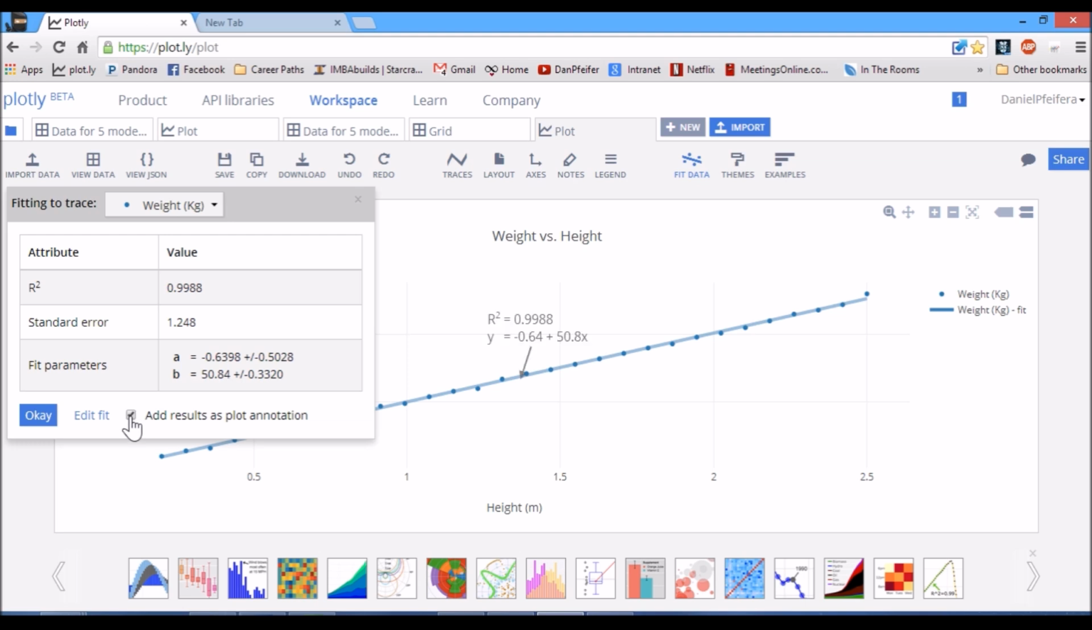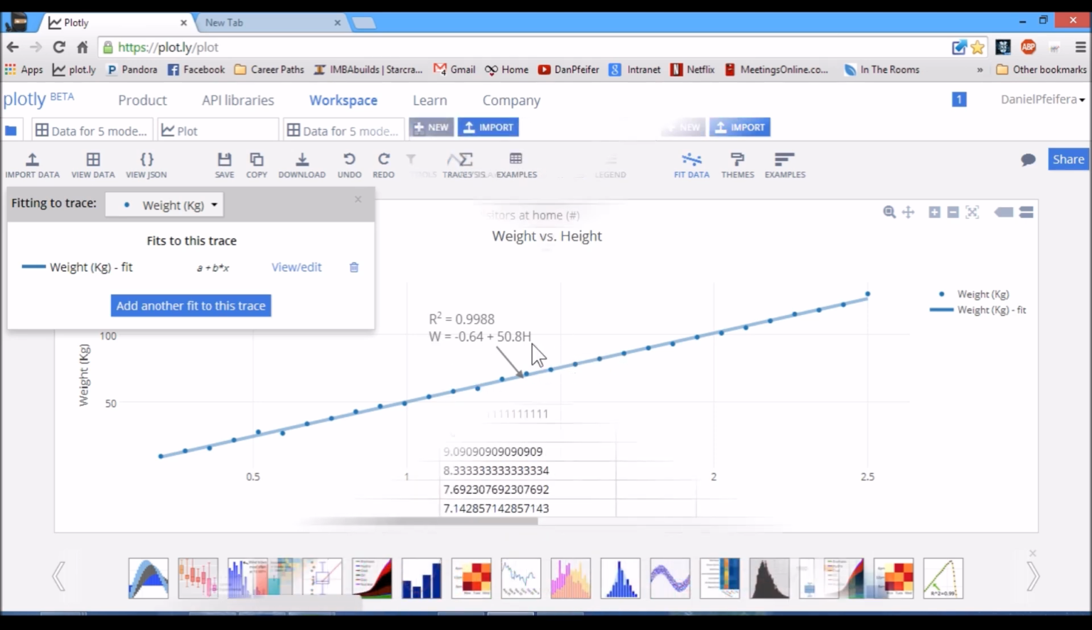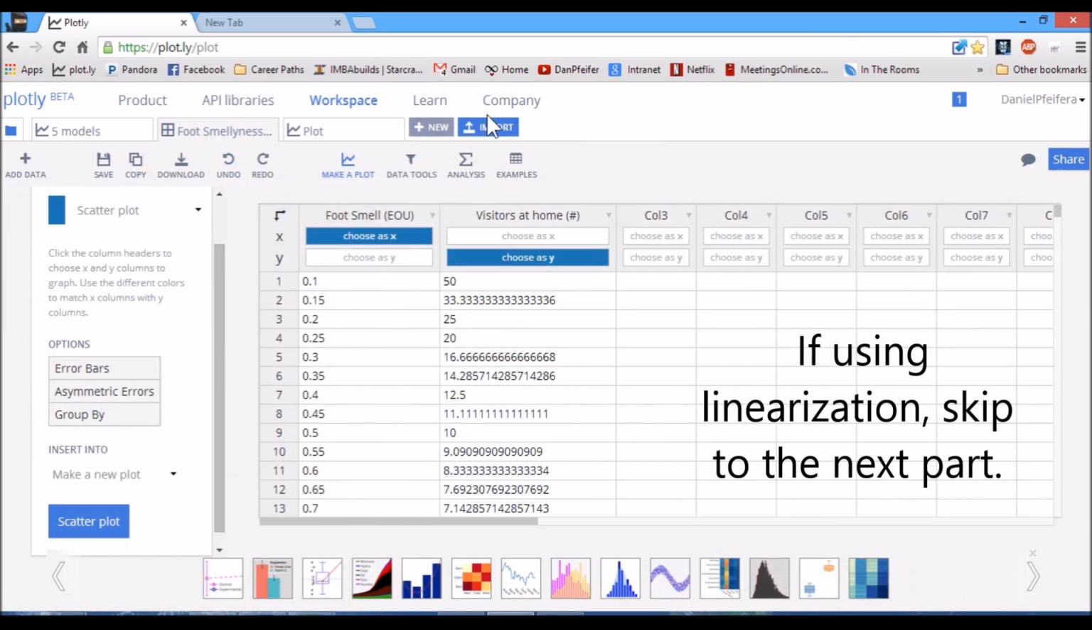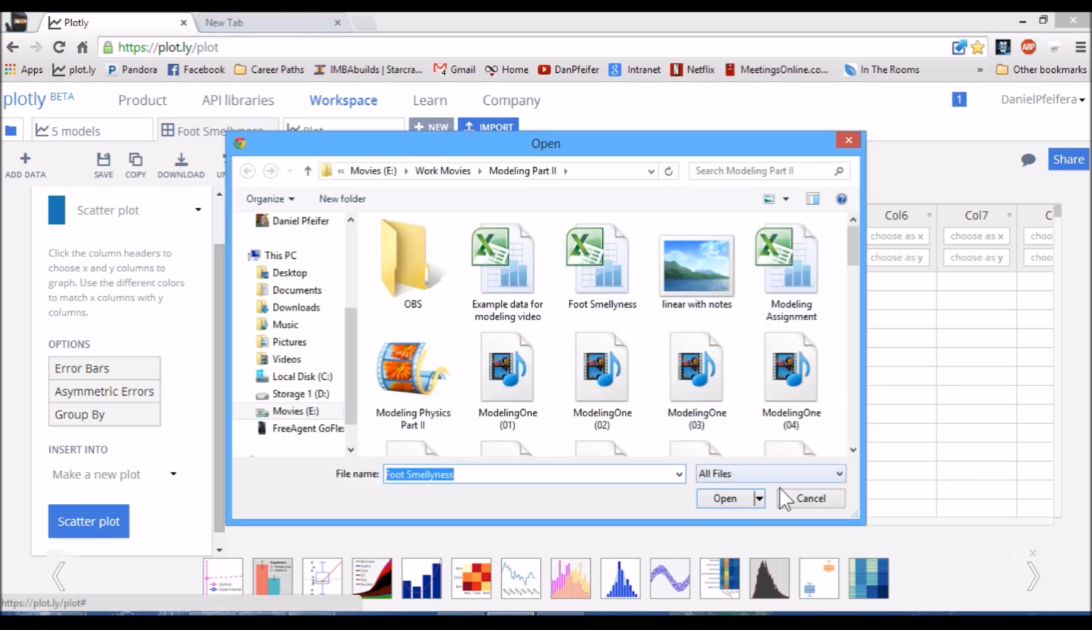I like to add the results as an annotation so that I can get my equation right here on the graph. This equation is then editable if you want to put in the correct variables such as weight and height. Then when I click away, now my model shows the proper variables. This data set was imported from an Excel spreadsheet by going to upload a file.